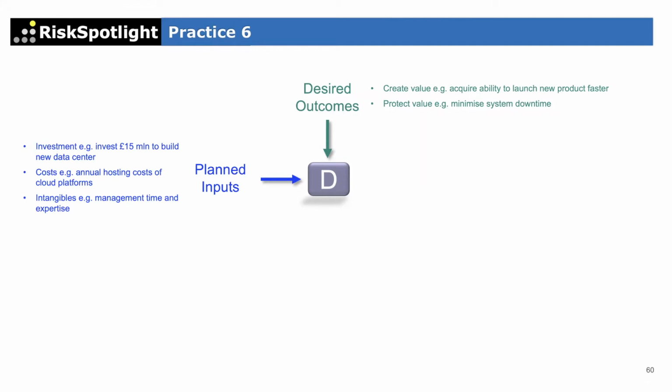Then every decision requires some investment. That's what I'm calling planned input. It may be either a capital investment, like investing 15 million to build a new data center, or it could be just day-to-day operational cost, like paying the hosting cost of your cloud platform, or it could also be intangible. The amount of management time which is needed to make that decision, execute and implement that decision is also an important input you want to consider.